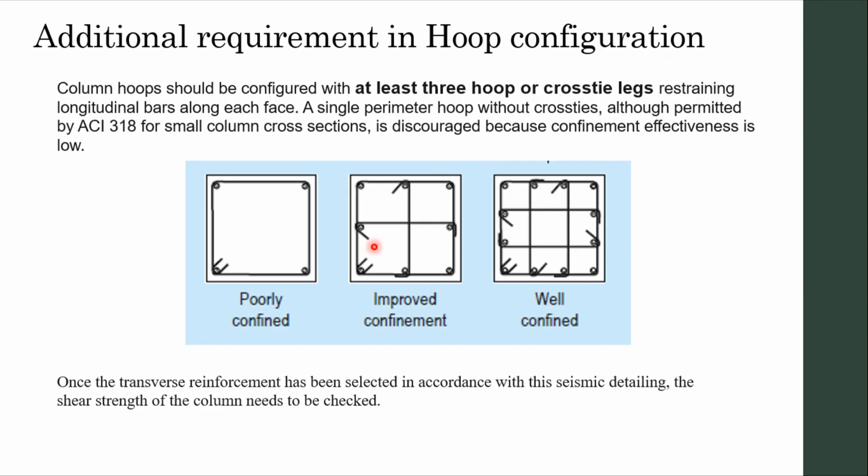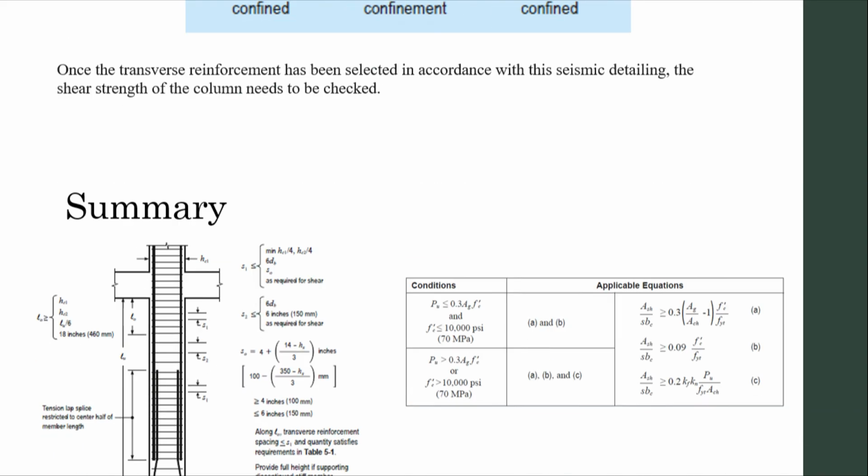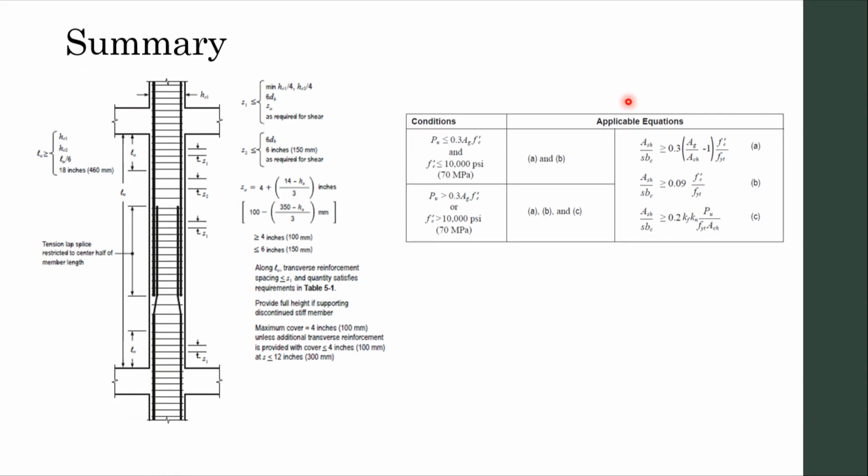But this one is the requirement for seismic detailing or to be ductile, based on NSCP Section 418, Earthquake Resistance for Structures. So, in summary, ito yung summary natin. Nakikita dito sa picture na to, yung length ng LO shall be greater than or equal to the following: HC1, HC2, 1/6 ng clear span, or 18 inches or 460 mm.